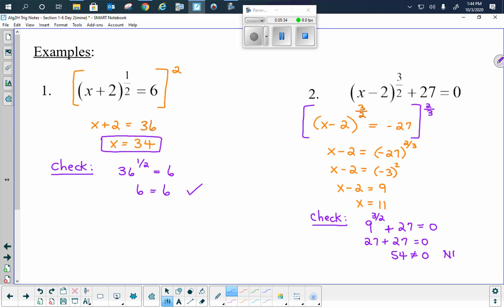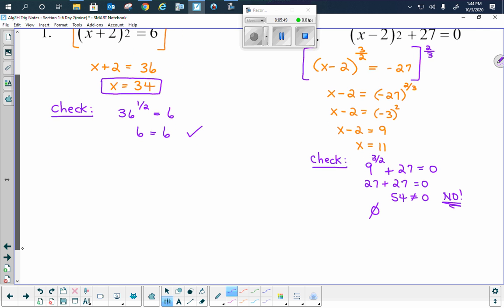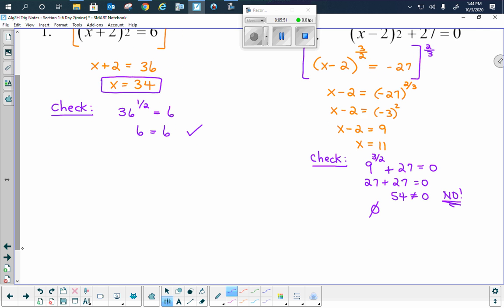That's a big no. And since 54 does not equal 0, then you're going to tell me that x is just no solution. So you would be putting no solution in the answer blank if it were a quiz.